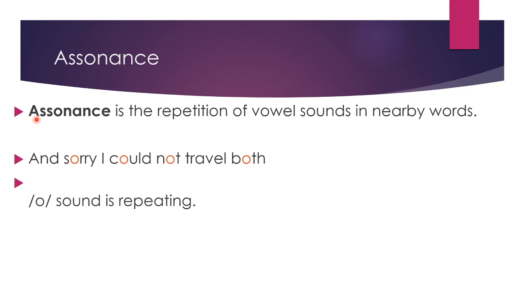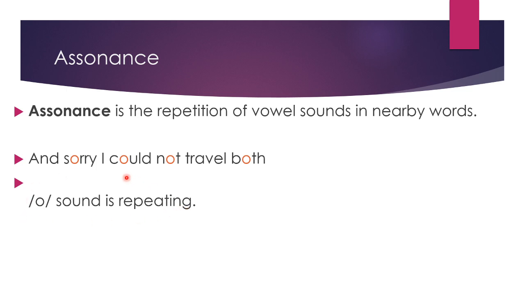So assonance is vowel sounds. In this line, "and sorry I could not travel both," the highlighted letters are o. So you have the o sound highlighted in this line. The o sound is repeating.